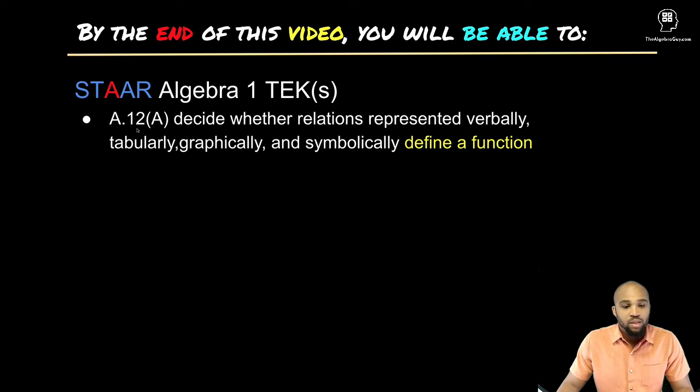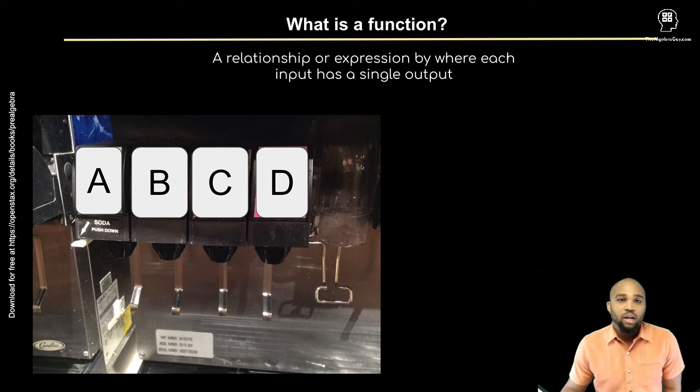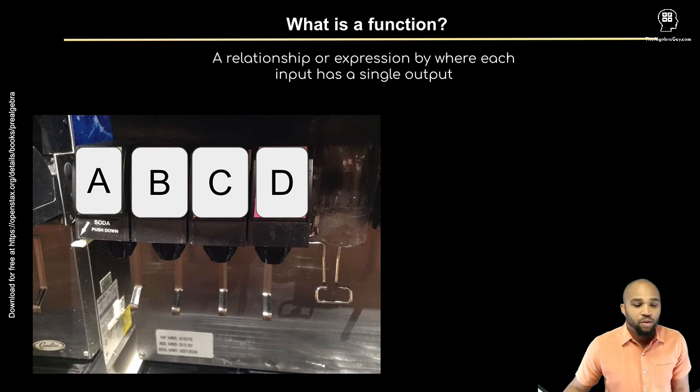The TEK is 12A: decide whether relations represented verbally, tabularly, graphically, symbolically define a function. So we're going to look at different stimuli, if you will, to determine if something's a function or not. But first, let's start here.